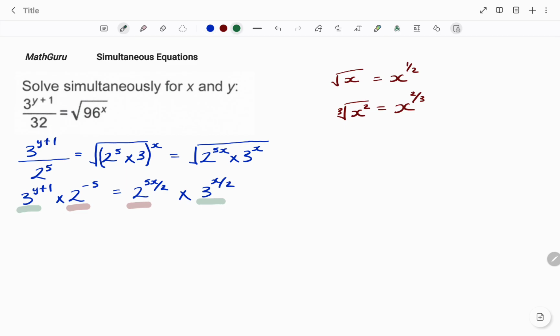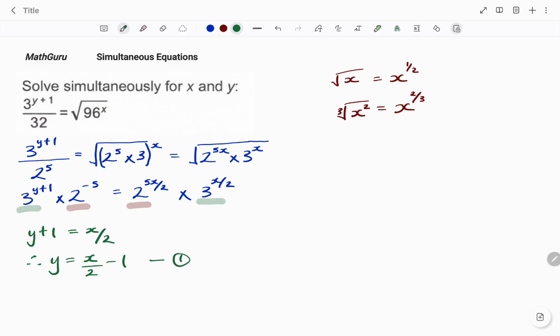So my equation becomes, for 3, on my left hand side I have the power of y plus 1 equals, on the right hand side, the exponent of 3 as x over 2. So therefore, from here, making y the subject of formula, y equals x divided by 2 minus 1. I'm going to tag that my first equation.